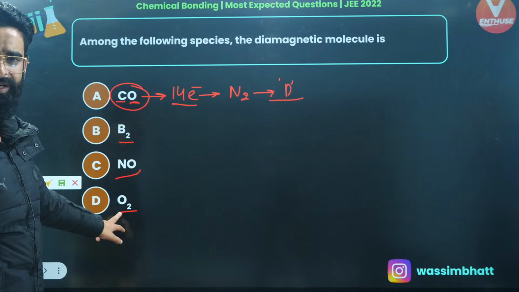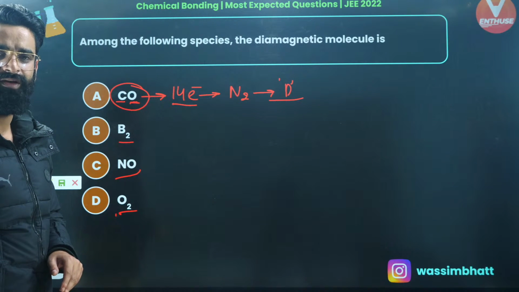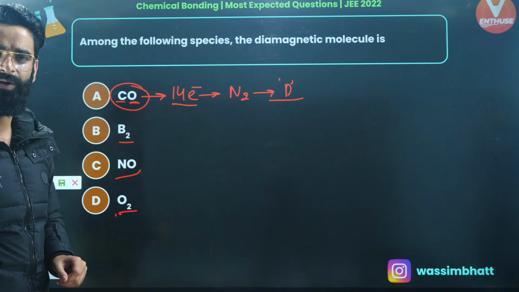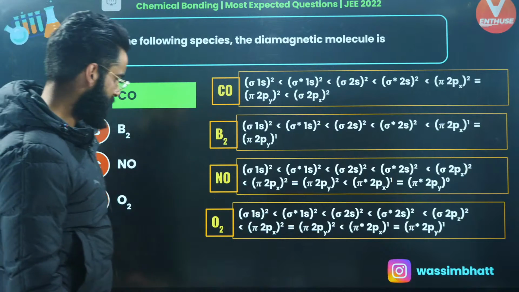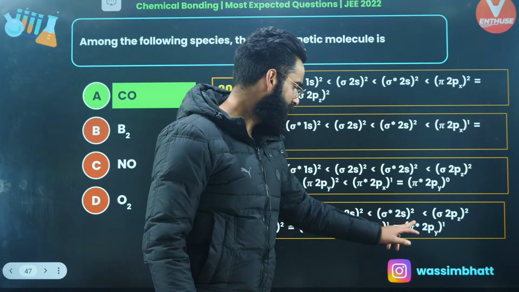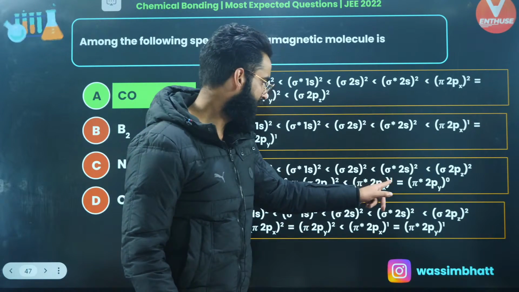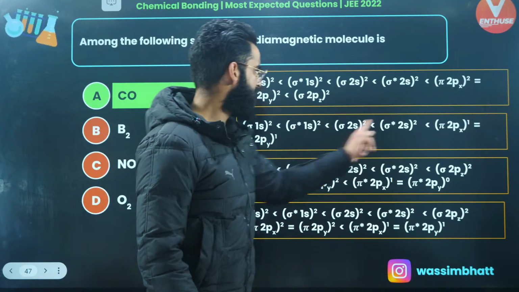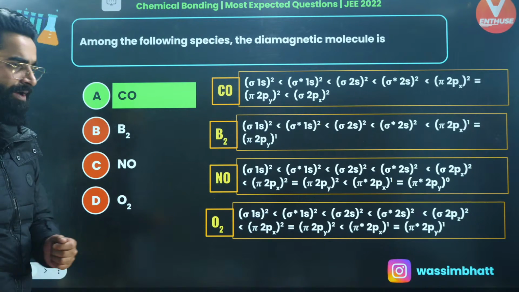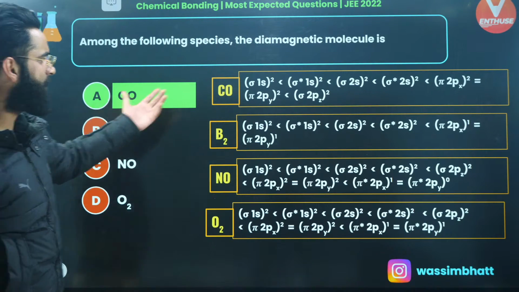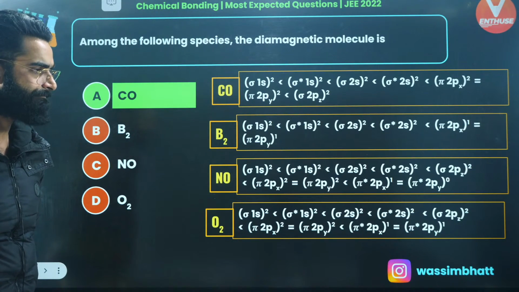In all the other ones, if you write their molecular orbital configurations, they will have unpaired electrons. Like oxygen: oxygen will have 2 unpaired electrons in its molecular orbitals, pi star 2px1 and pi star 2py1, so it's going to be paramagnetic. NO has 1 unpaired electron. B2 has 2 unpaired electrons. Wherever there are unpaired electrons in the molecular orbitals, that's going to be paramagnetic. In carbon monoxide there is no unpaired electron, as you can see over here, so it's going to be diamagnetic.